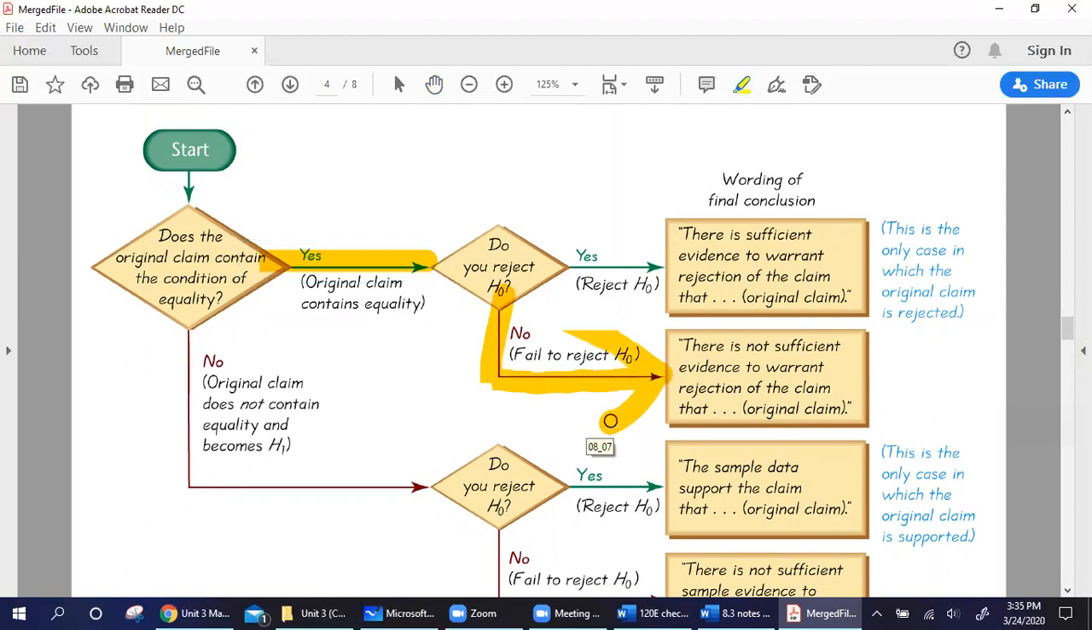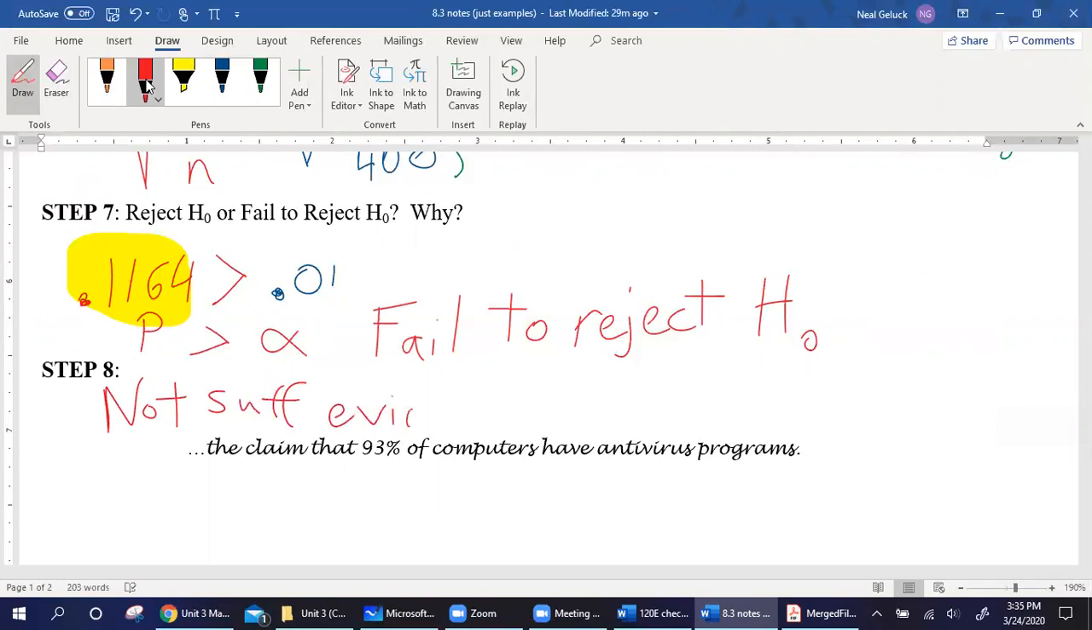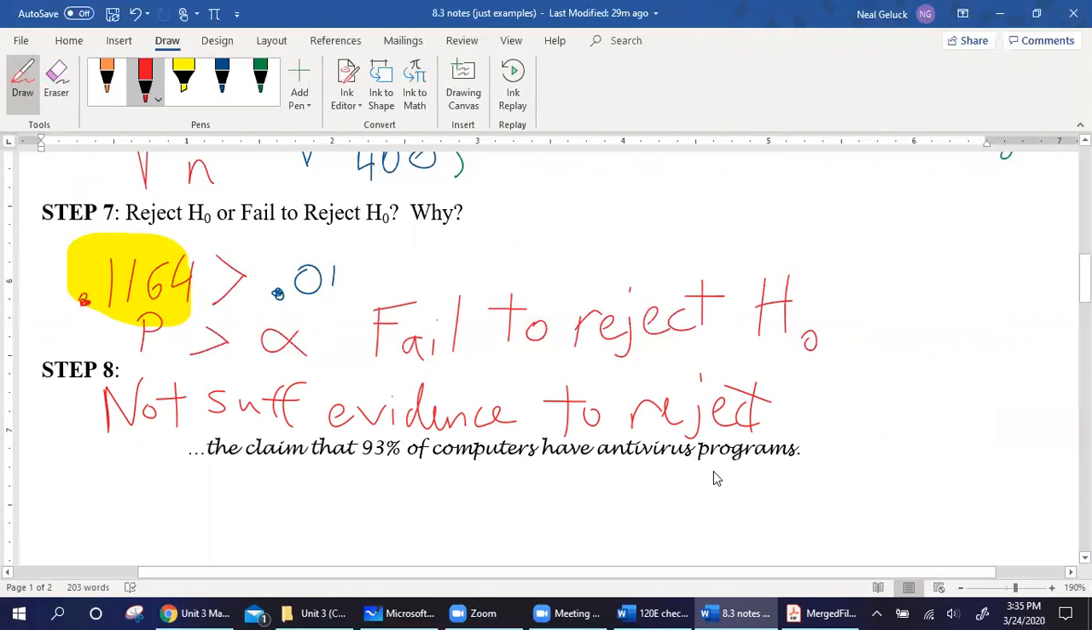So this is how we'll word our conclusion. There is not sufficient evidence to warrant rejection. I'm going to do this in shorthand. The nicely written answers are in the answer key that's posted on Blackboard. So basically, not sufficient evidence to reject. Sorry, not sufficient evidence to reject the claim that 93% of computers have antivirus programs.